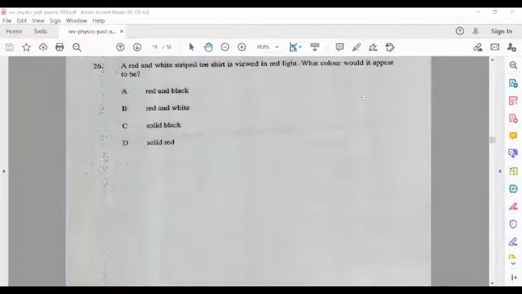All right, so we're going to continue with question number 26. A red and white striped t-shirt is viewed in red light. What color would it appear to be?